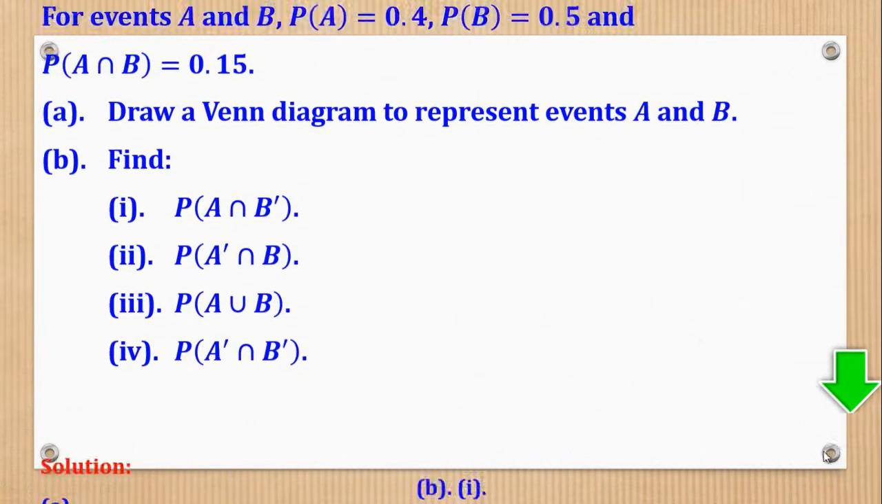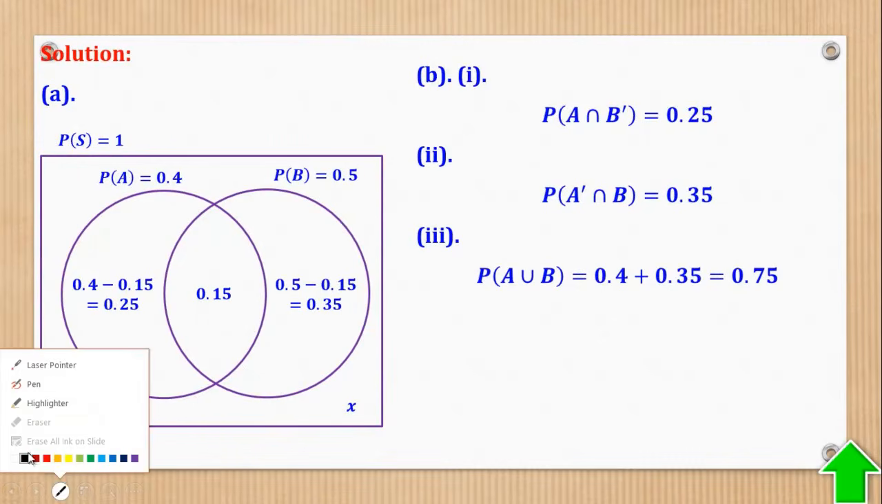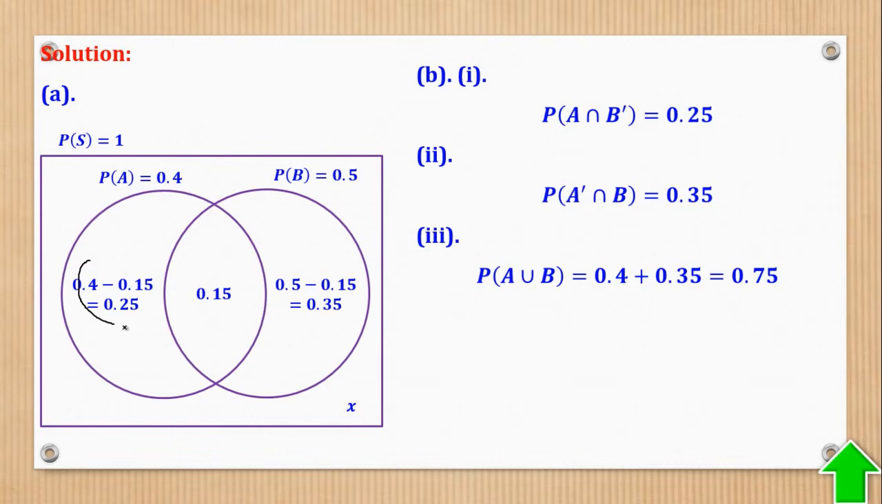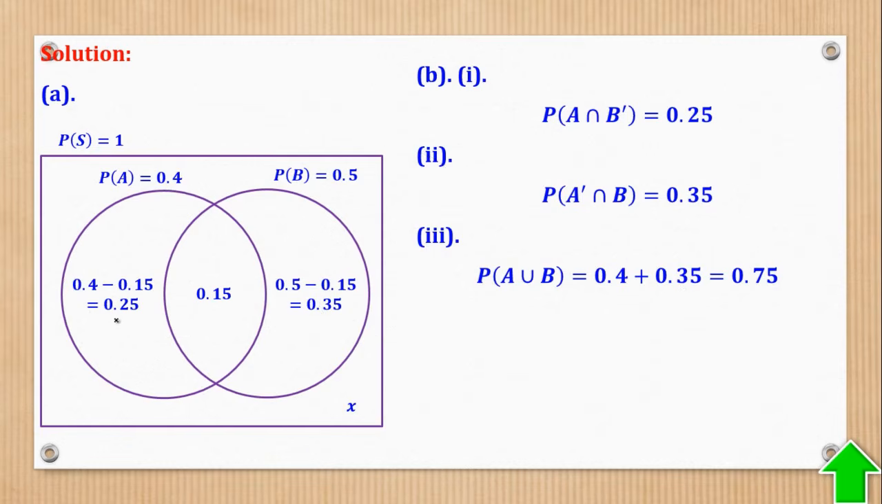Then Roman 3, they want probability of A union B. Now A union B means we're going to add up this plus this plus this. So when I add them up, I'll come up with that. So this plus this, I can choose a shortcut by writing this, because when I add, I'll come up with this. So that's what I've done here. The shortcut is this probability plus this. If not, I'll have to write this plus that.